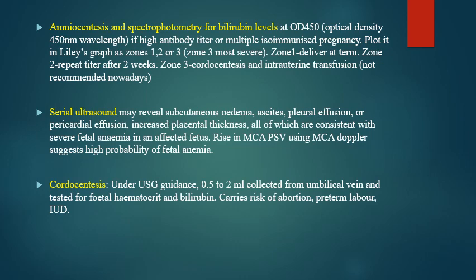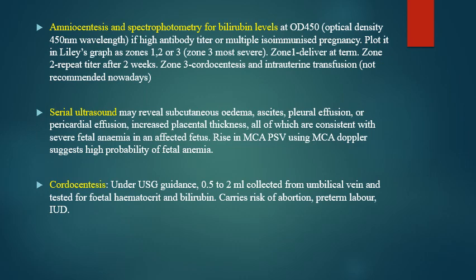Next, we may go for amniocentesis and spectrophotometric analysis of the amniotic fluid for bilirubin level, where we look for optical density of the amniotic fluid at a wavelength of 450 nanometer. This is done if the antibody titer is high or there is history of multiple isoimmunized pregnancy.